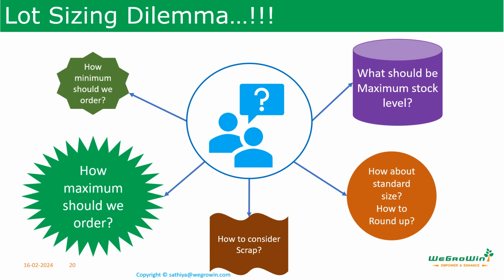So, in defining this lot sizing, what do we define? For example, what is the minimum lot size you have to put? What should be the maximum stock level you have to put? How much maximum should we order? And what is the scrap you have to consider?